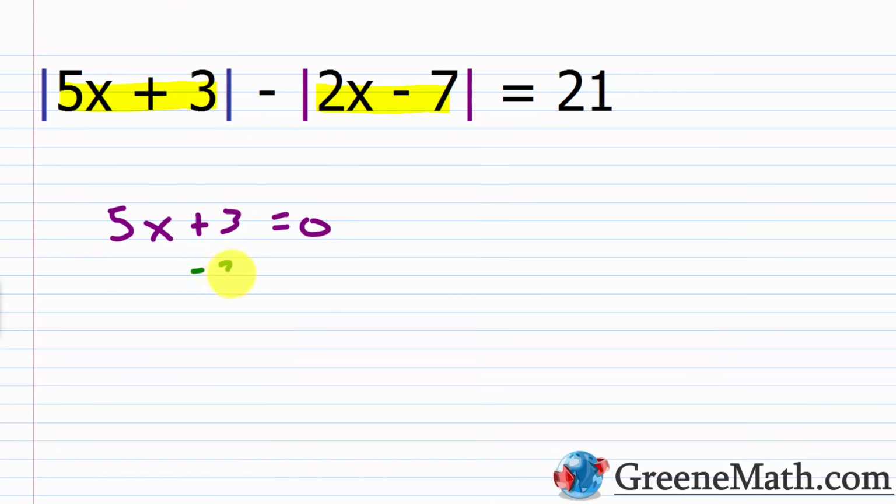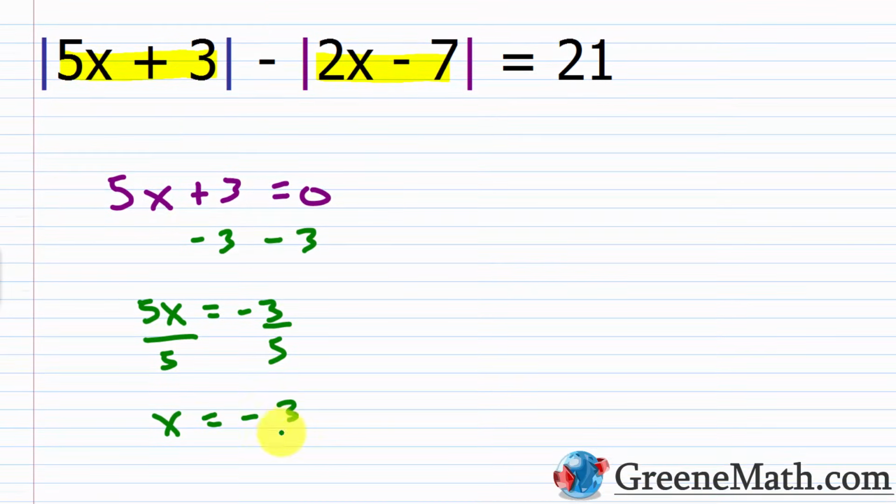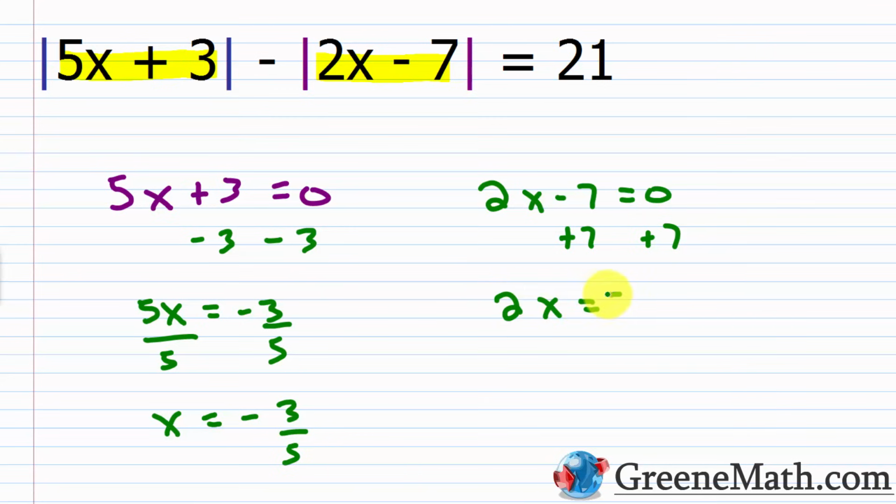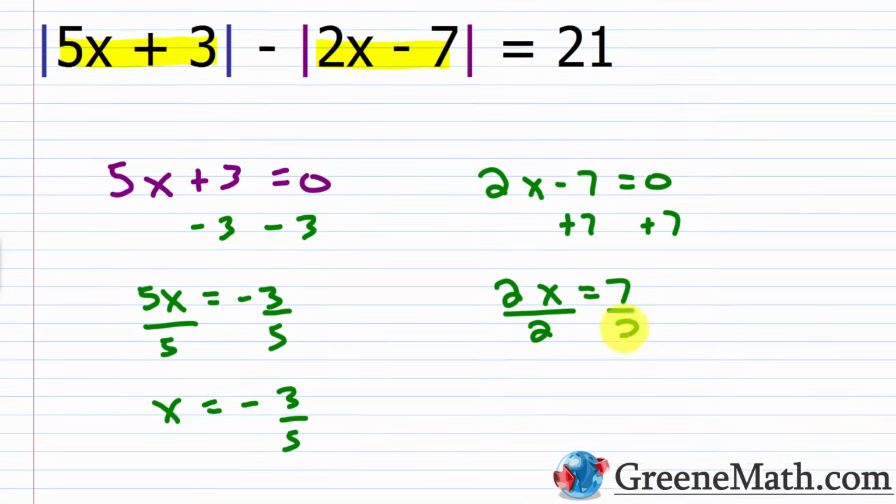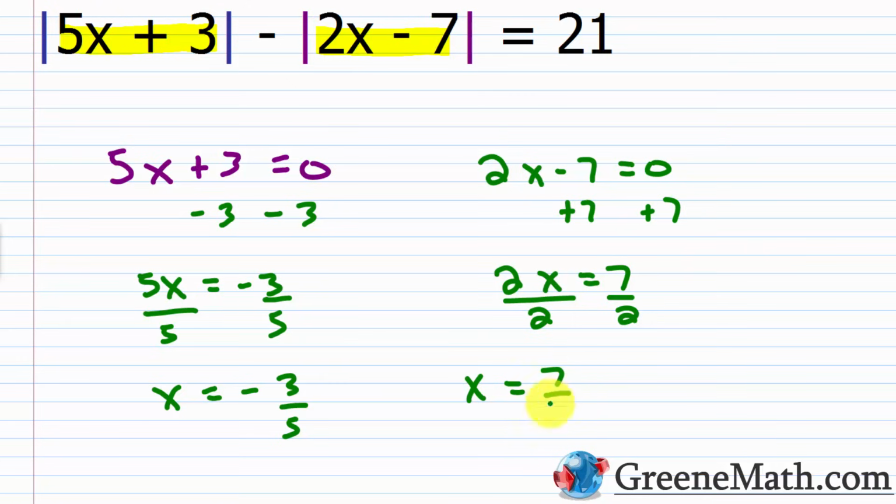So I would subtract 3 away from each side of the equation. I would get 5x is equal to negative 3. Divide both sides by 5, and I get that x is equal to negative 3/5, okay? So that's going to be one of those guys. Then for this guy right here, where is 2x minus 7 equal to 0? Well, let's add 7 to both sides of the equation. We get 2x is equal to 7. Divide both sides by 2. We get x is equal to 7 halves, okay?